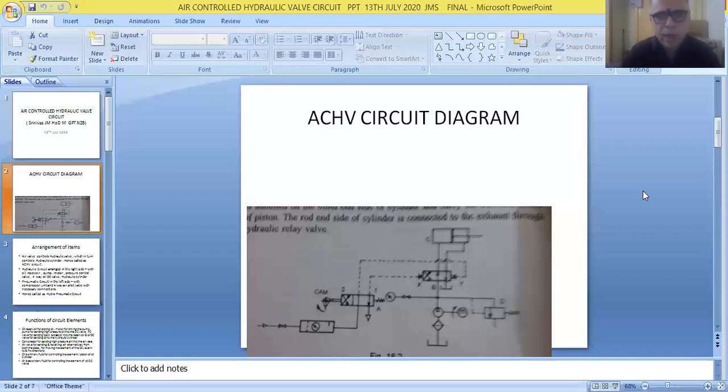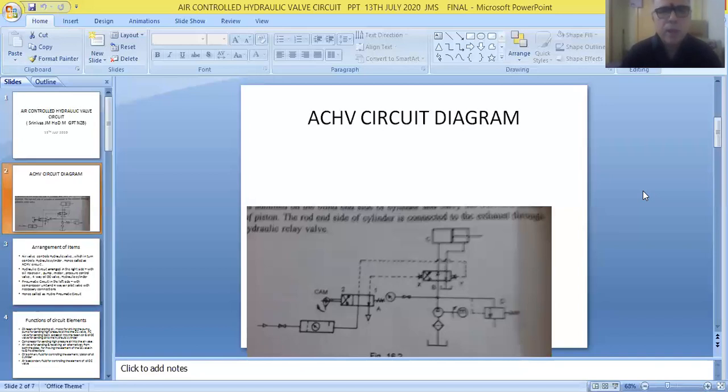On one hand, you are using the components of a hydraulic circuit. On the other hand, you are using the components of a pneumatic circuit. So it is a combination of both these circuits. Therefore, it is referred to as a combined circuit or combination circuit. Simply, it can be referred to as a hydro-pneumatic circuit.